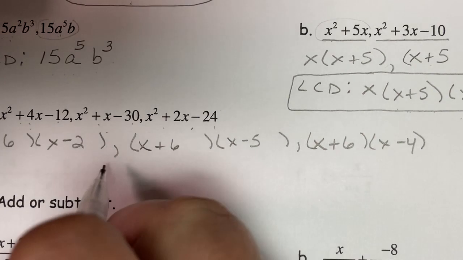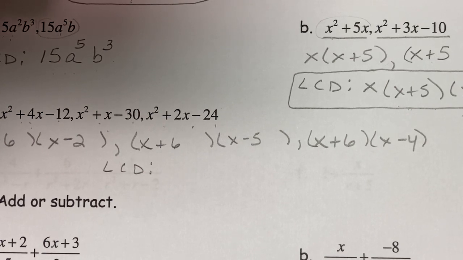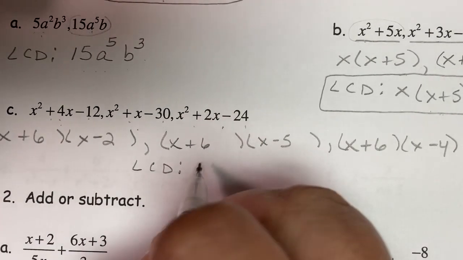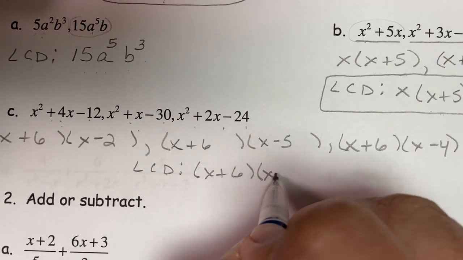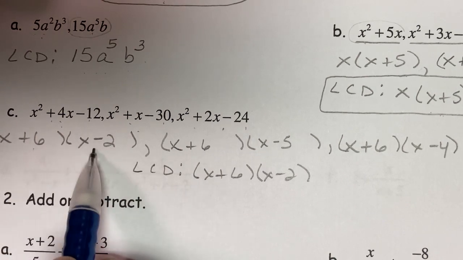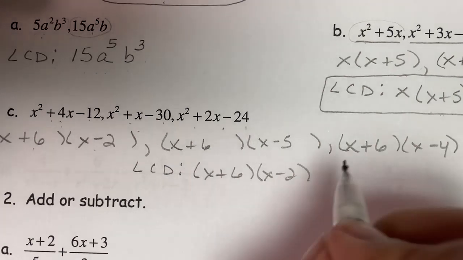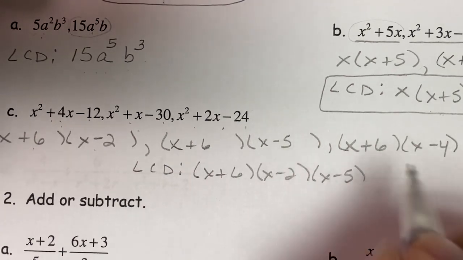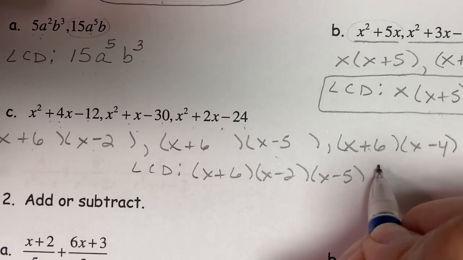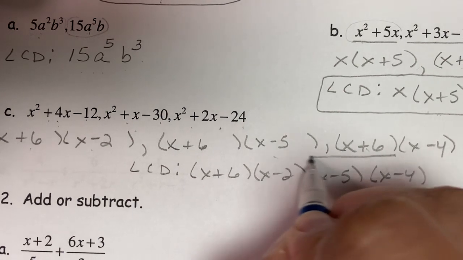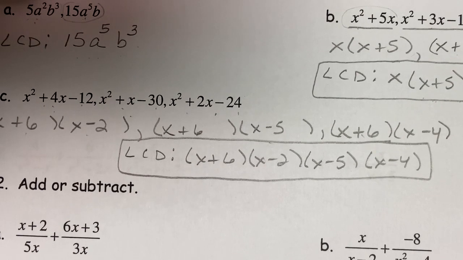So now that we have it all factored correctly, let's build our least common multiple or lowest common denominator. Let's start at the left here. So I need an x plus 6. I need an x minus 2. So I'm just going to go from left to right. I don't need another x plus 6 because I already have one. I need an x minus 5. I already have the x plus 6. I don't need that. But I need an x minus 4. And there is my lowest common denominator or least common multiple.